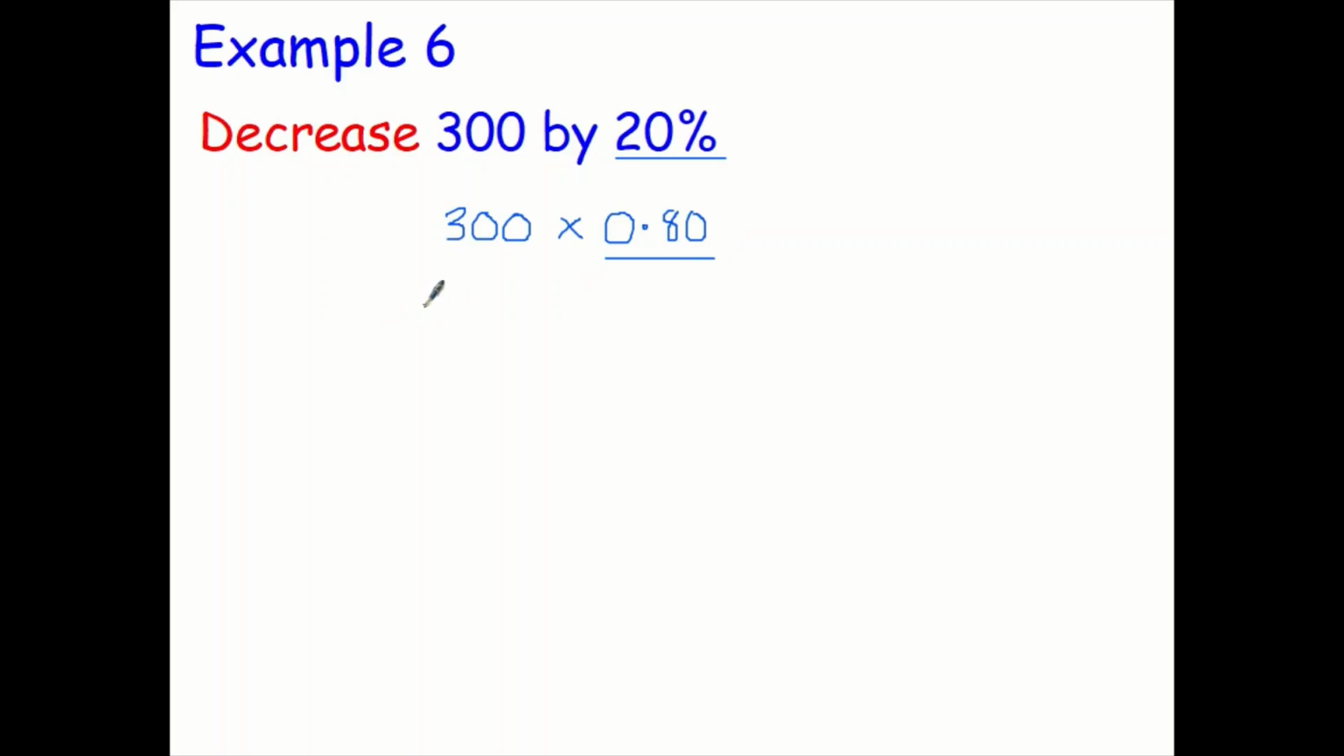So let's do what we did in the first example. 300 is 3 multiplied by 100, and I'm multiplying that by 0.8. If I do 0.80 multiplied by 100, I am left with 80. And then 3 multiplied by 80 gives me 240.